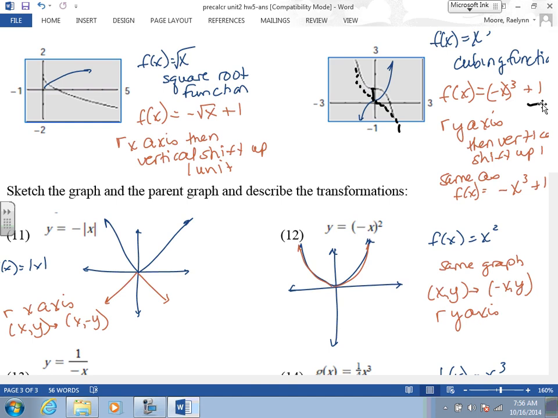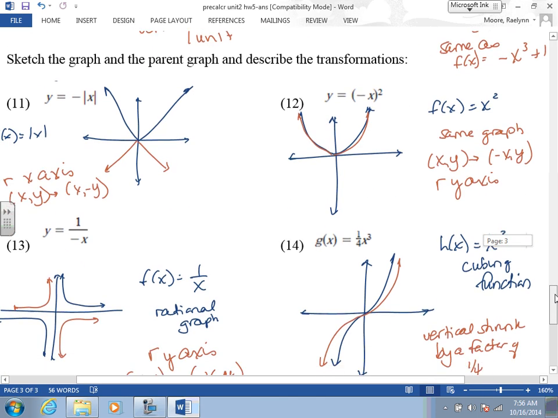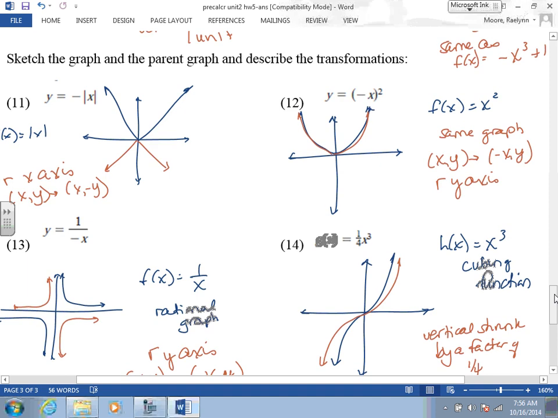Sketch the parent. Was everybody okay with these guys? Sketch the graph and the parent graph and describe your transformations. There's a reflection. If it's changing the y, it's a reflection over the x-axis. You have to be able to give me the transformations. This one is a reflection in the y. It ends up to be the same graph, a reflection over the y for your parabola, because your symmetry is through your y-axis.